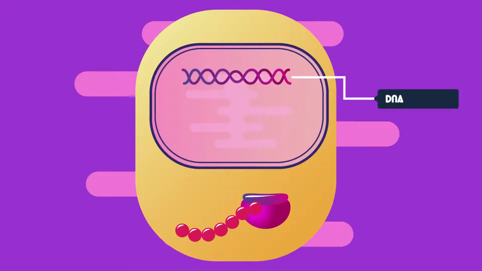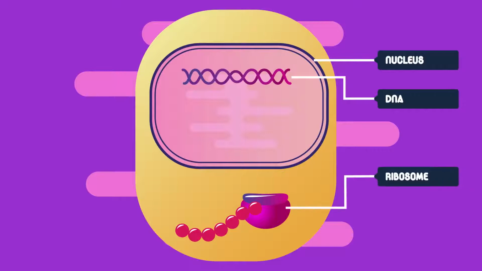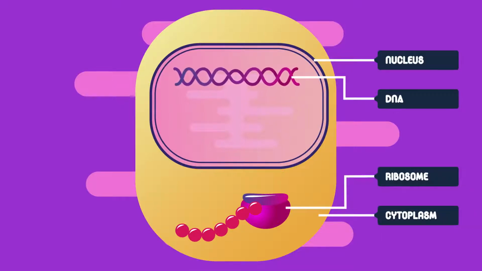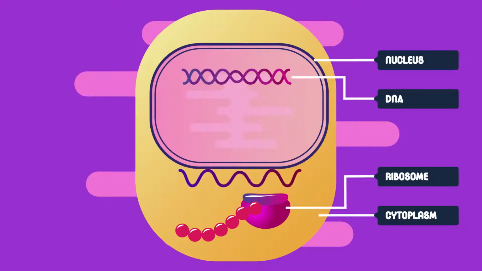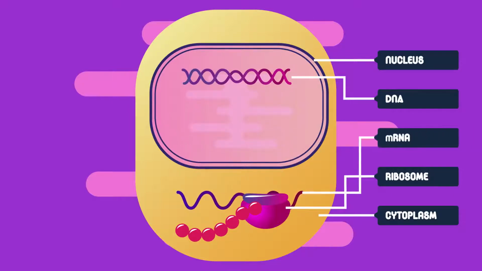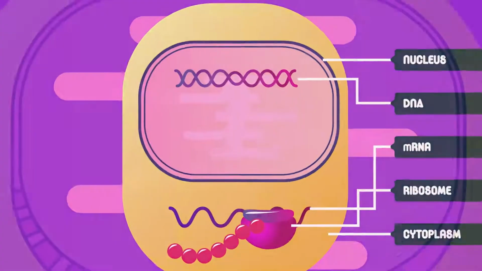The DNA is in the nucleus and cannot move, but the ribosomes in the cytoplasm are where the proteins are made. This means the code from the DNA needs to be copied and carried across to the ribosome by a molecule called messenger RNA, or mRNA, before the protein can be made. Let's have a look at how all this works.